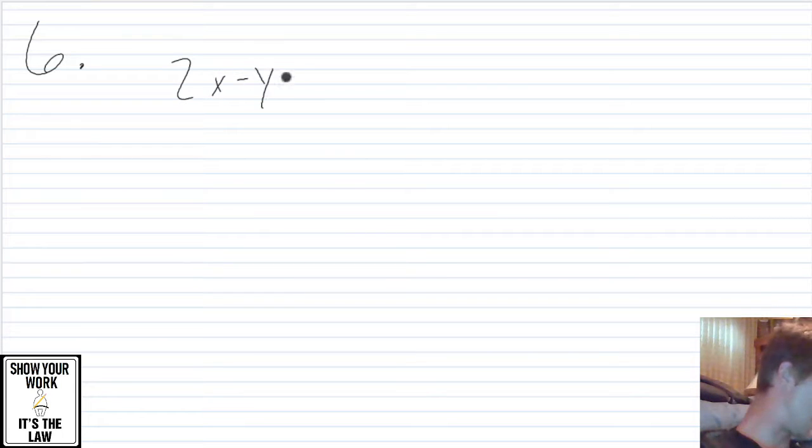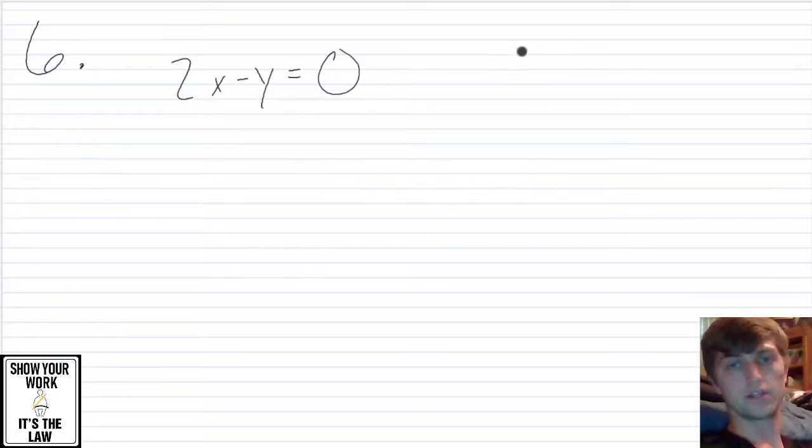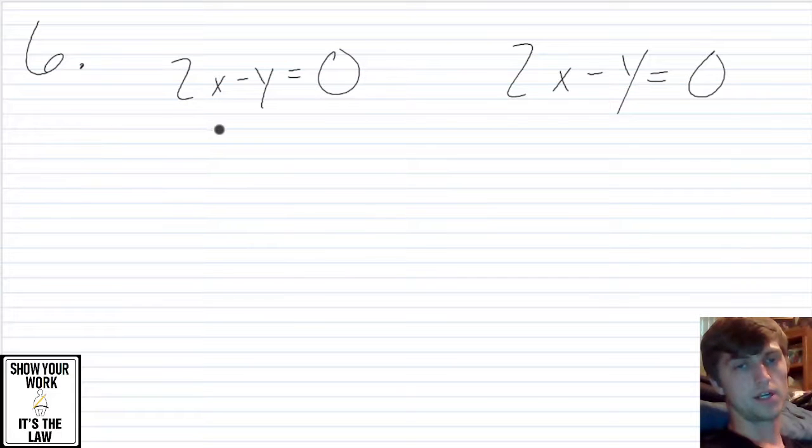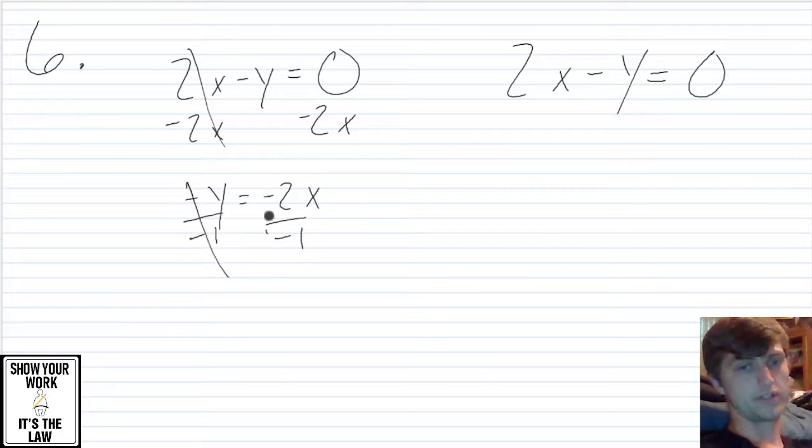And then lastly, number 6, we've got 2x minus y equals 0. There are two things we can do. I'll go ahead and show you both ways. Pause it, see if you can figure out the two ways we can do this one. Alright, so to get y by itself, it's getting multiplied by negative 1, added by 2x. Subtract the 2x from both sides. That gives us negative y equals negative 2x, and then we divide by negative 1, and all dividing by negative 1 does is change the sign, so we're left with y equals 2x.